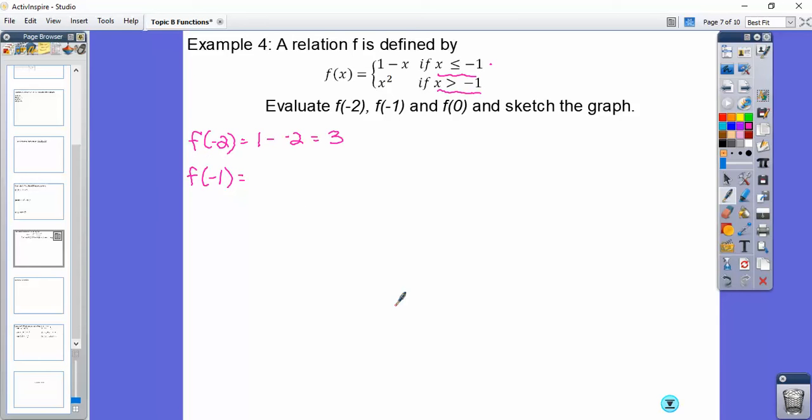F of -1, so is it less than or equal, or is it greater than? And it falls into the less than or equal to category again. So 1 minus -1, and you get a 2. If I ask for f of 0, 0 is greater than -1, so I plug it into the second one, so 0 squared is 0.